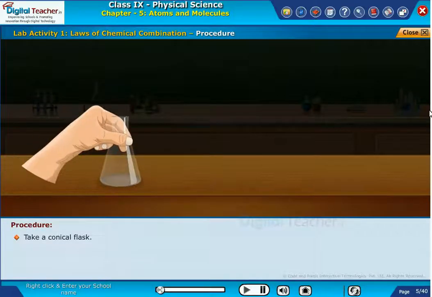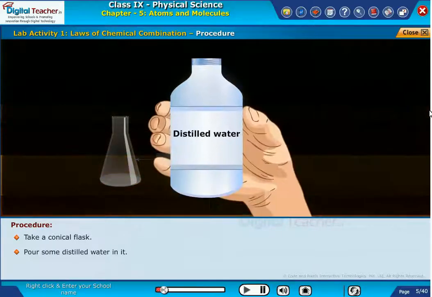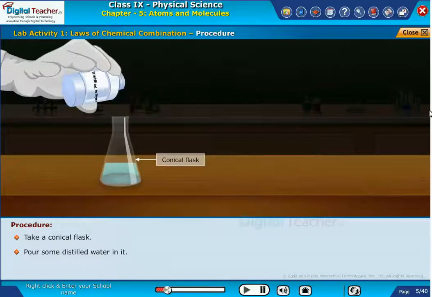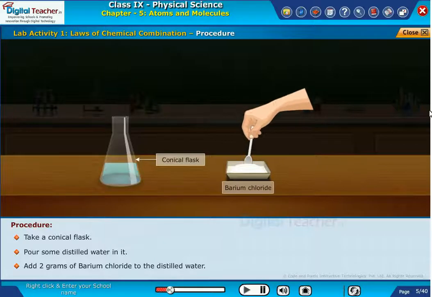Take a conical flask. Pour some distilled water in it. Add 2 grams of barium chloride to the distilled water.